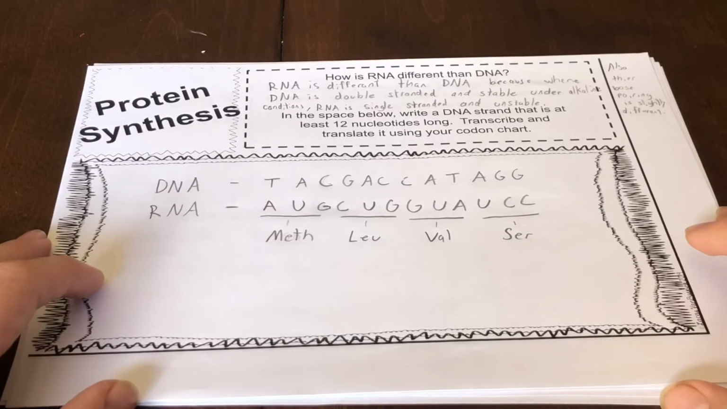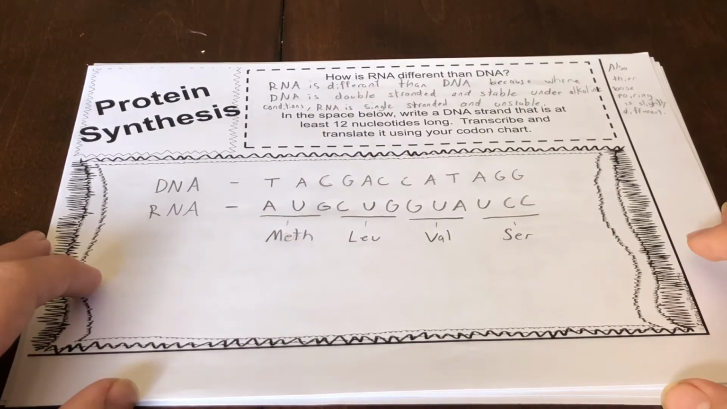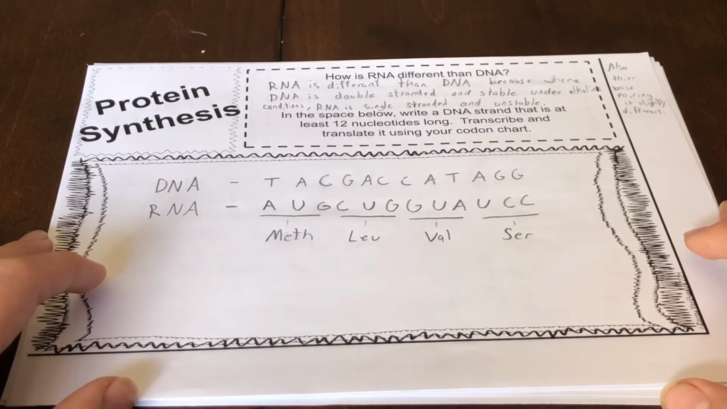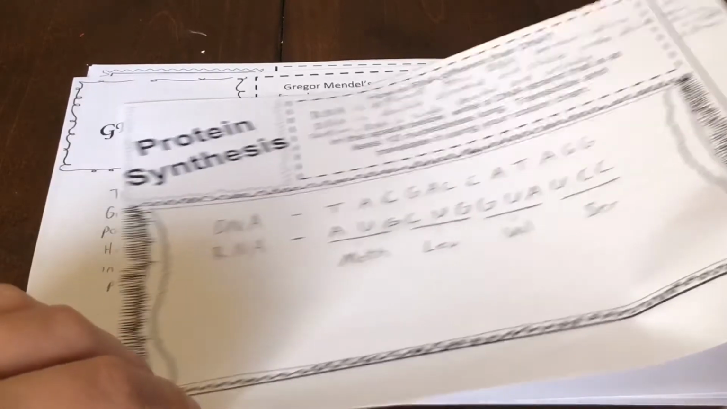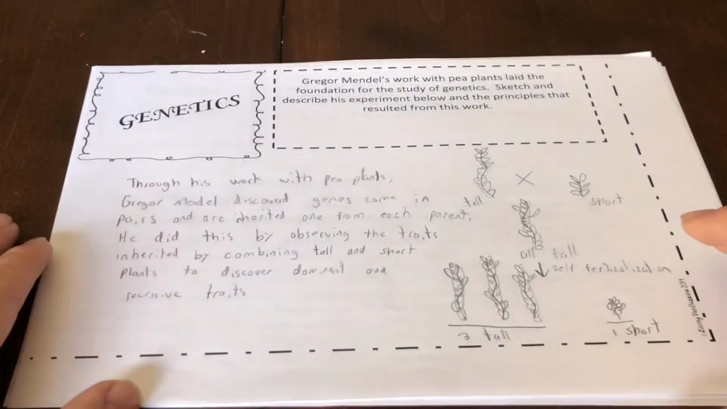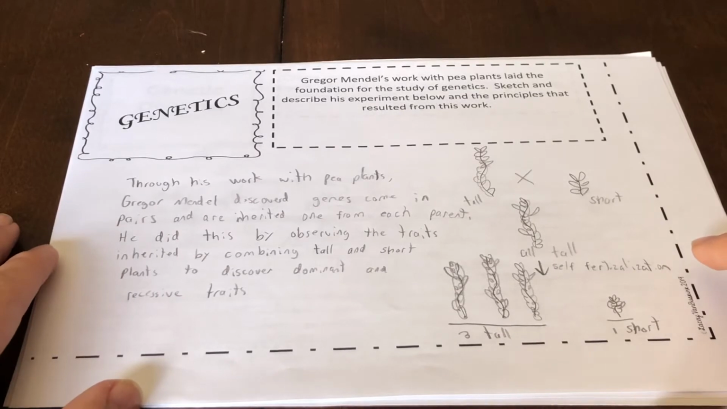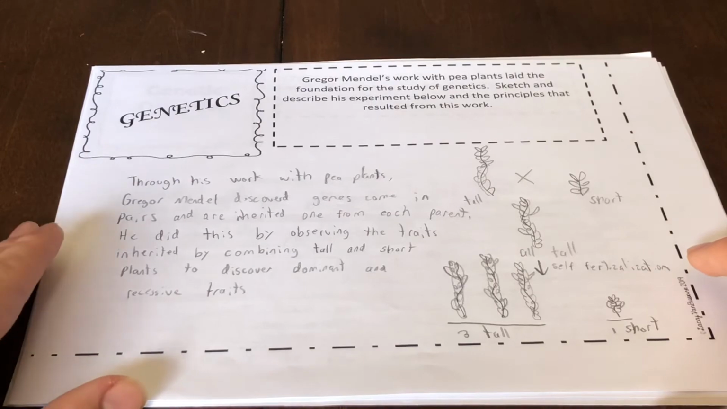RNA is different than DNA because where DNA is double-stranded and stable under alkaline conditions, RNA is single-stranded and unstable. Also, their base pairing is slightly different. Through his work with pea plants, Gregor Mendel discovered genes come in pairs and are inherited one from each parent. He did this by observing the traits inherited by combining tall and short plants to discover dominant and recessive traits.